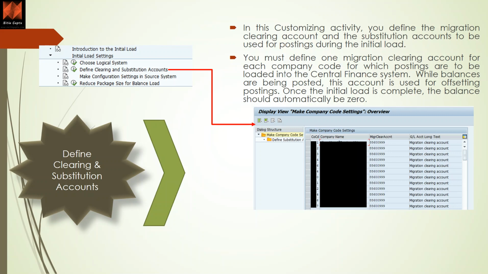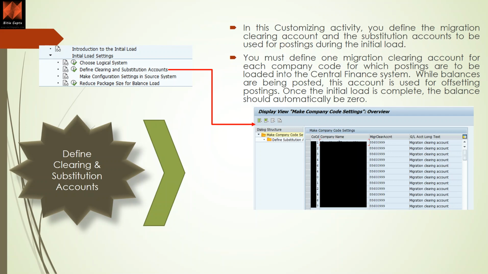Here also we require exactly the same concept, and per company code we define one migration clearing account. When initial load happens, initial load also migrates balances and open items. It again depends on how much balance and how many open items you need, for which month, and how many months of data you are looking for. But at the end, when this migration activity happens, this account comes to zero automatically. So you require one account at a company code level.